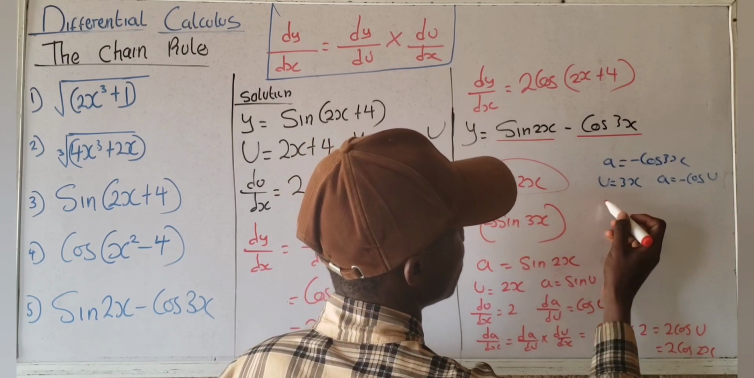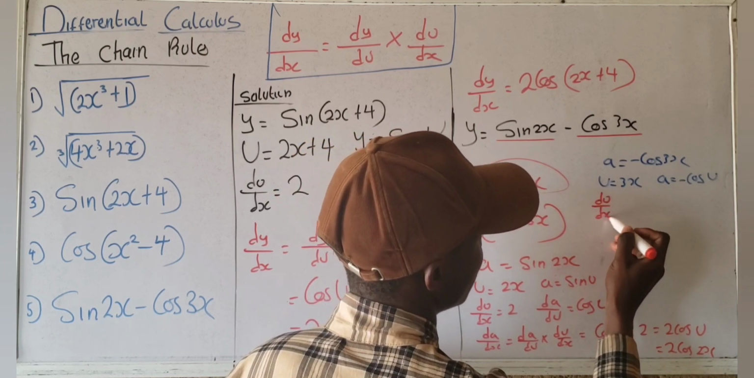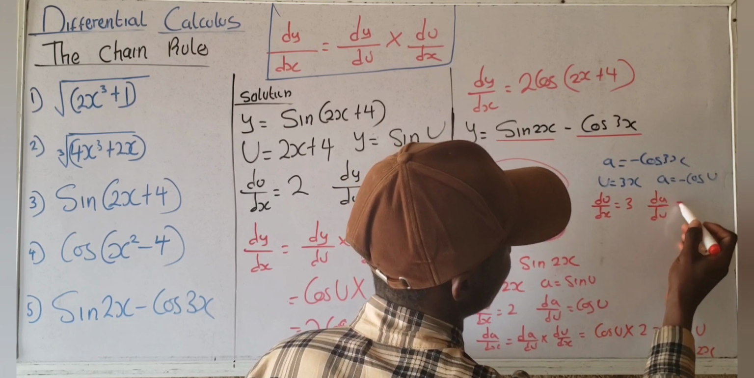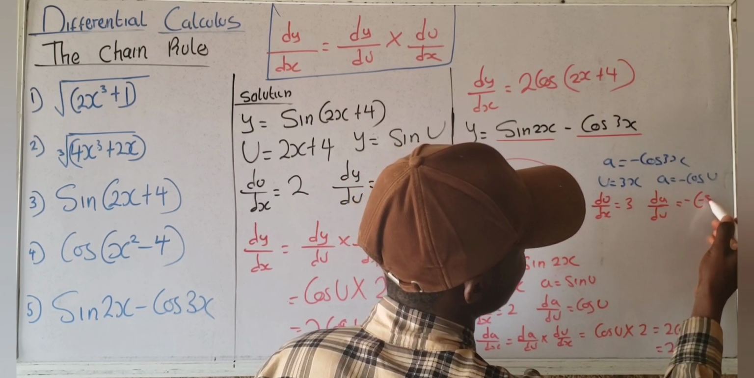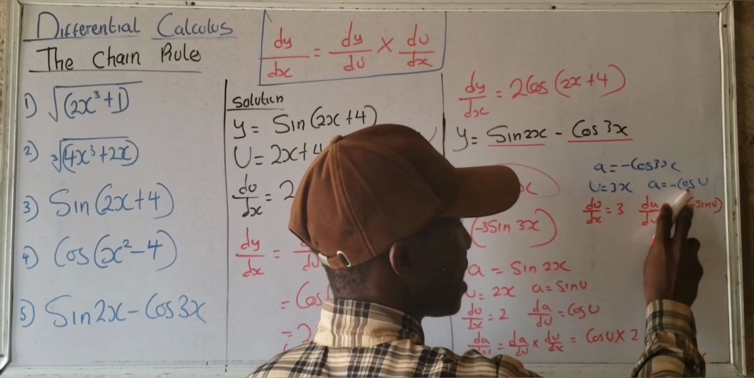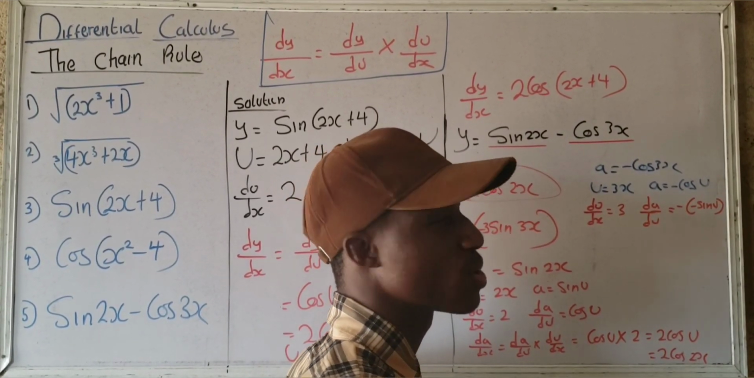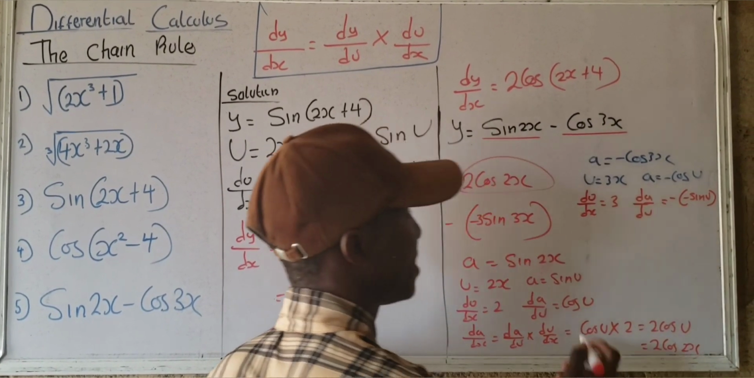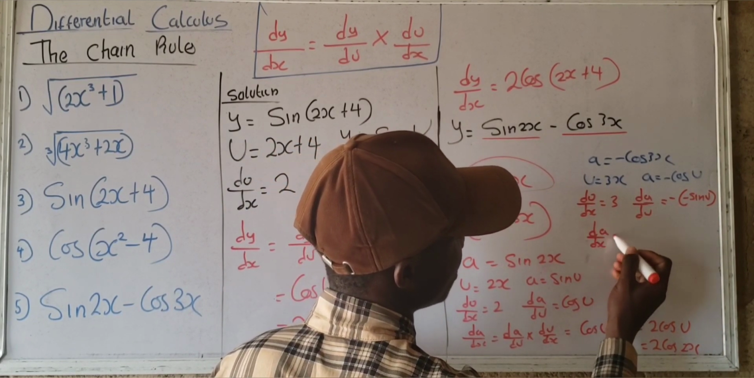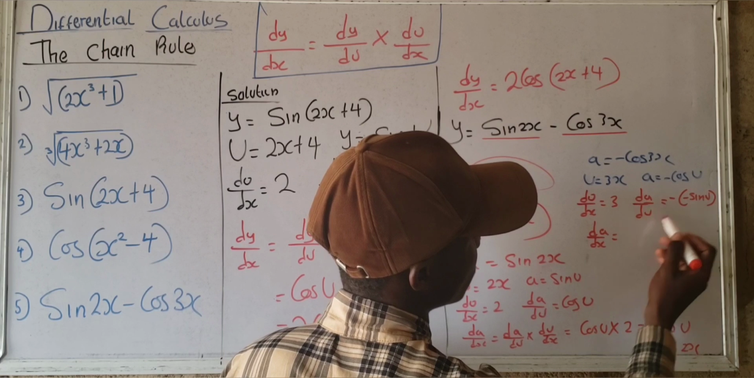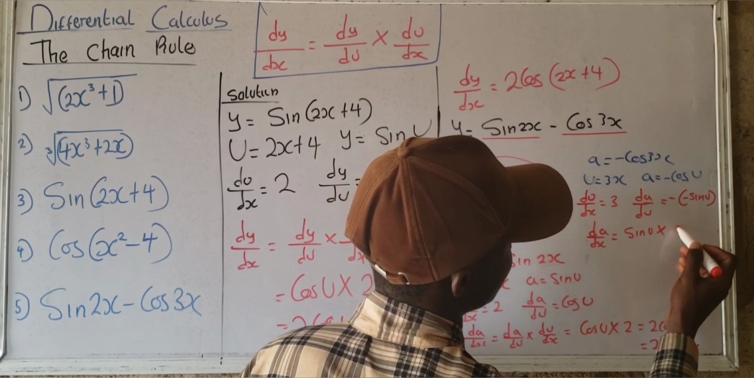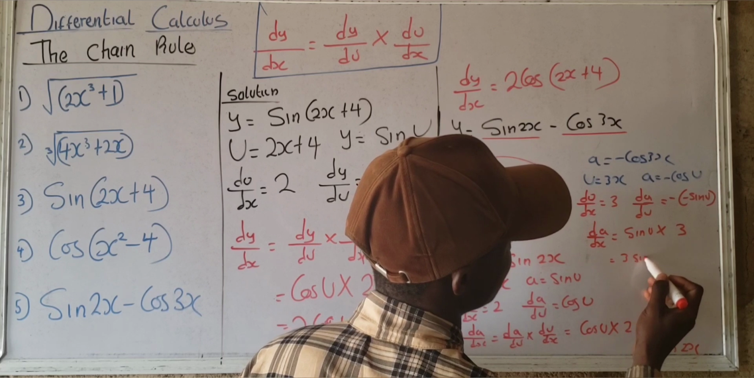The derivative of u, du/dx, is 3. And da/du is negative into bracket negative sine u, because of this negative that you see here. Are you paying attention? If you differentiate cos u, you are going to get minus sine u. So that is how I got this. So da/dx for this will be: minus times minus is plus. So I'm going to have sine u multiplied by 3, that is 3 sine u.